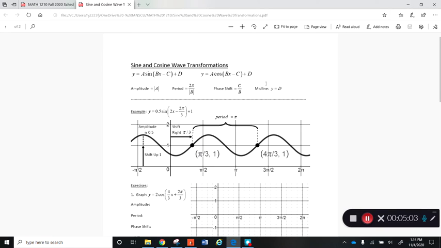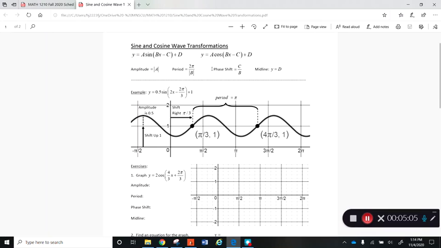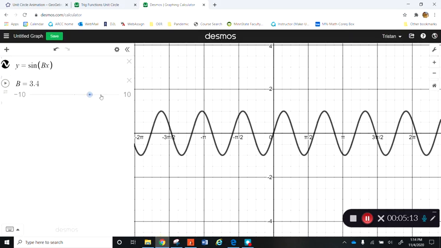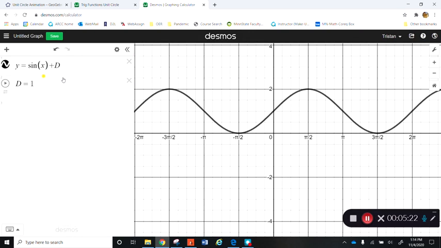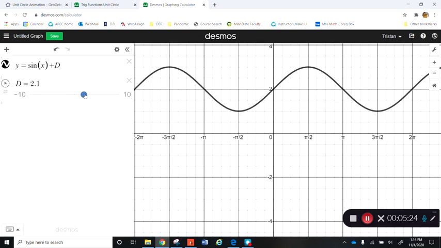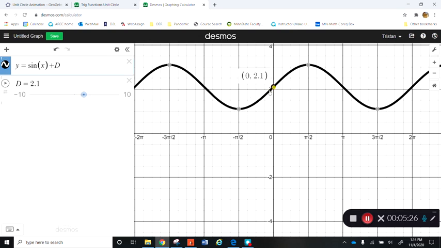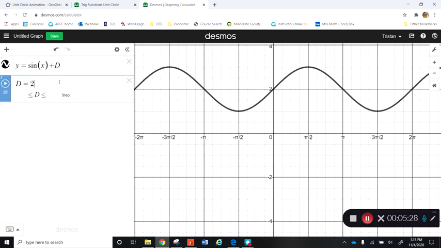Okay, the next formula is for the, let's skip the phase shift and do the midline. The midline is an easy formula. The midline is the plus d on the end. And that addition of a parameter outside the function does a vertical shift. So if I put a plus d on the end, if I add 2, it shifts up by 2, right? If I add exactly 2, it shifts up by 2 and puts the midline at y equals 2.